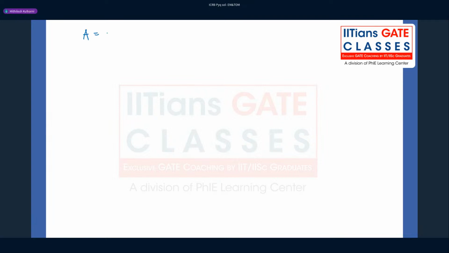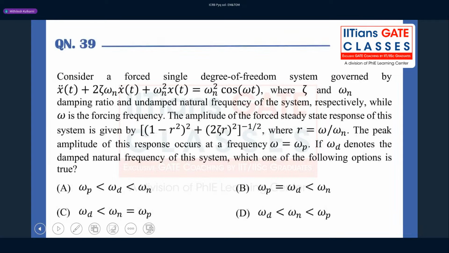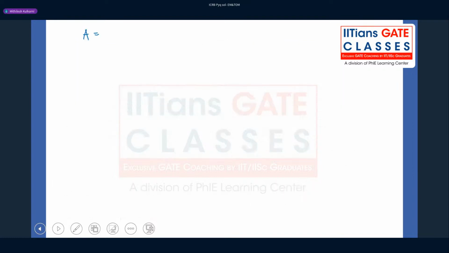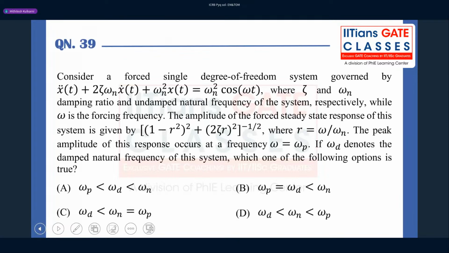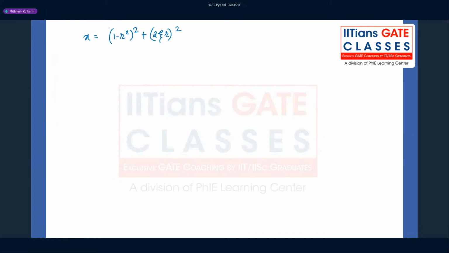Amplitude of the vibration is already given, right? Let's take it as it is then. X is equal to [(1 minus r square) square plus (2 zeta r) square] raised to the power 1 by 2.